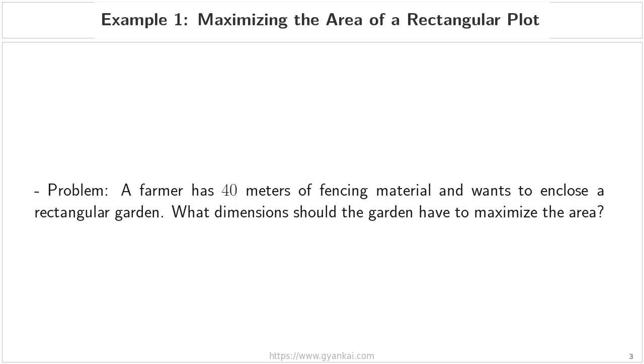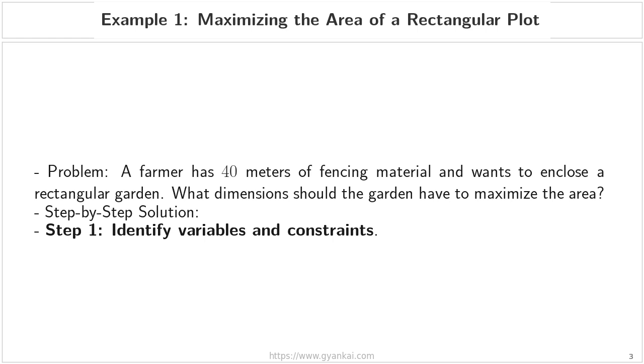Example 1. Maximizing the area of a rectangular plot. Now that we have established the general strategy for solving optimization problems, let us apply those steps to a practical example. Please look at the problem on the slide. A farmer has 40 meters of fencing material and wants to enclose a rectangular garden. Our goal here is to determine the specific dimensions that will allow the farmer to maximize the total area of the garden. Following the systematic approach we just discussed, we begin with step 1, identifying our variables and constraints.